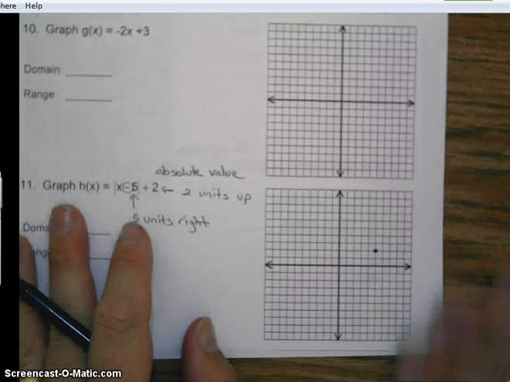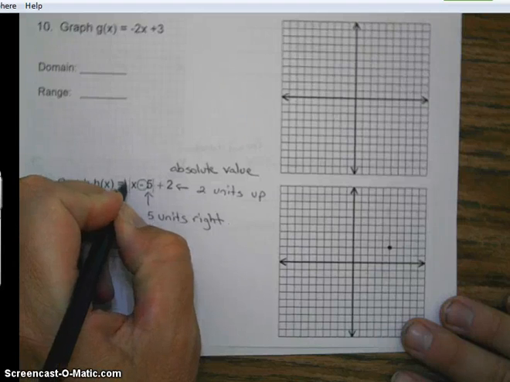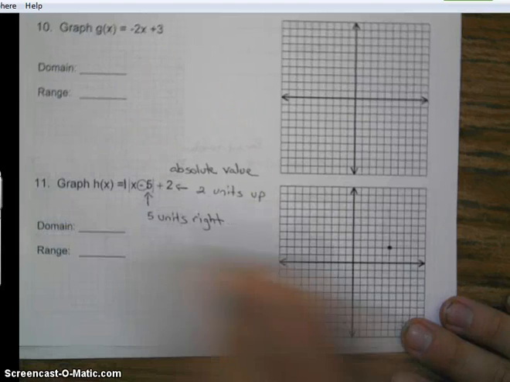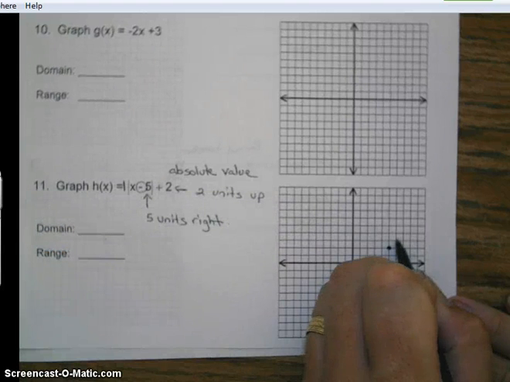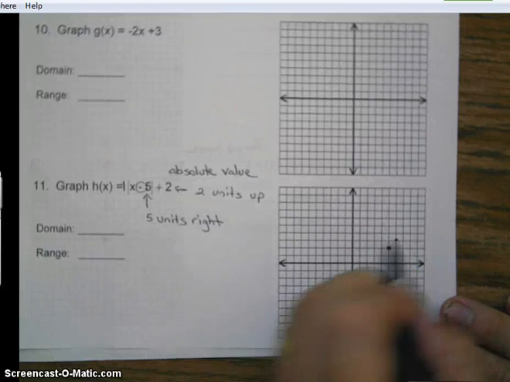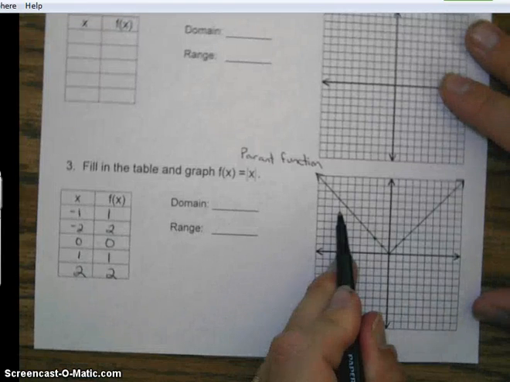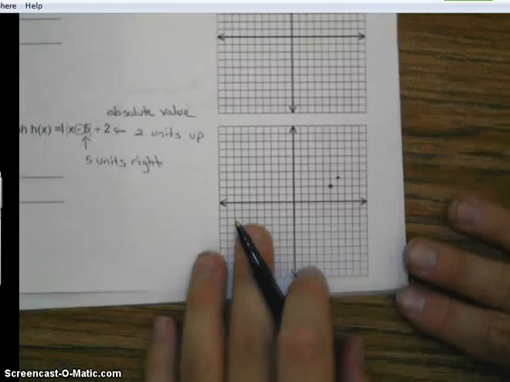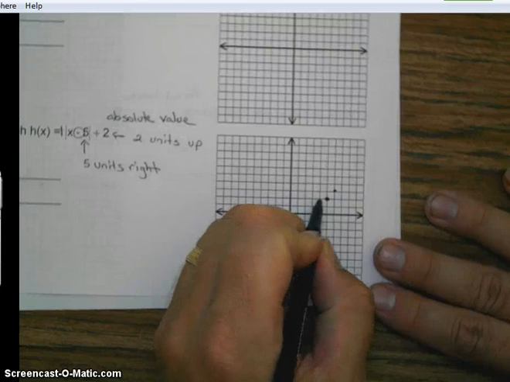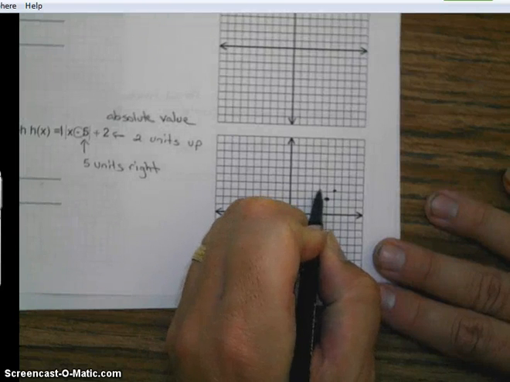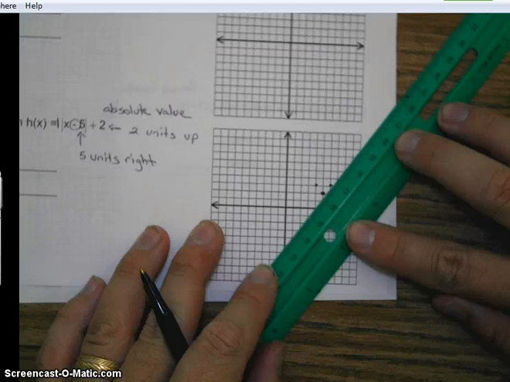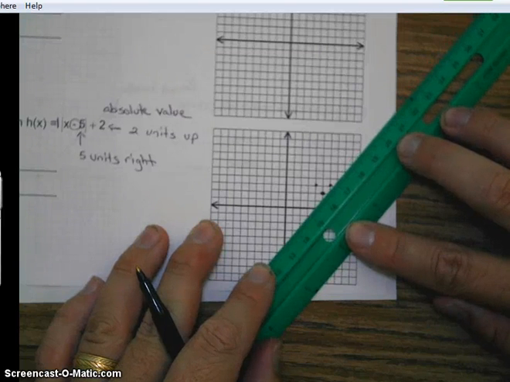Now, the A value. In this case, the A value is 1. So that means we're going to go over 1, remember, and then we're going to apply the A value at this point. Since it's positive, we're going to go up 1. And because the parent is symmetrical, just like the quadratic, we can also go over 1 the other direction and up 1. And that's going to help us draw the new graph. Nice straight line. Now remember, it's not a straight line with a quadratic.